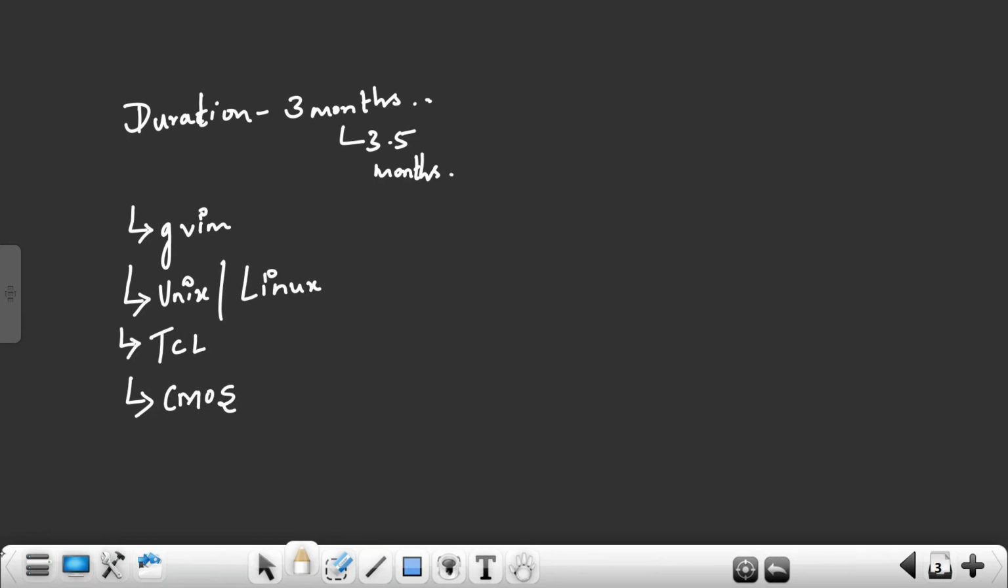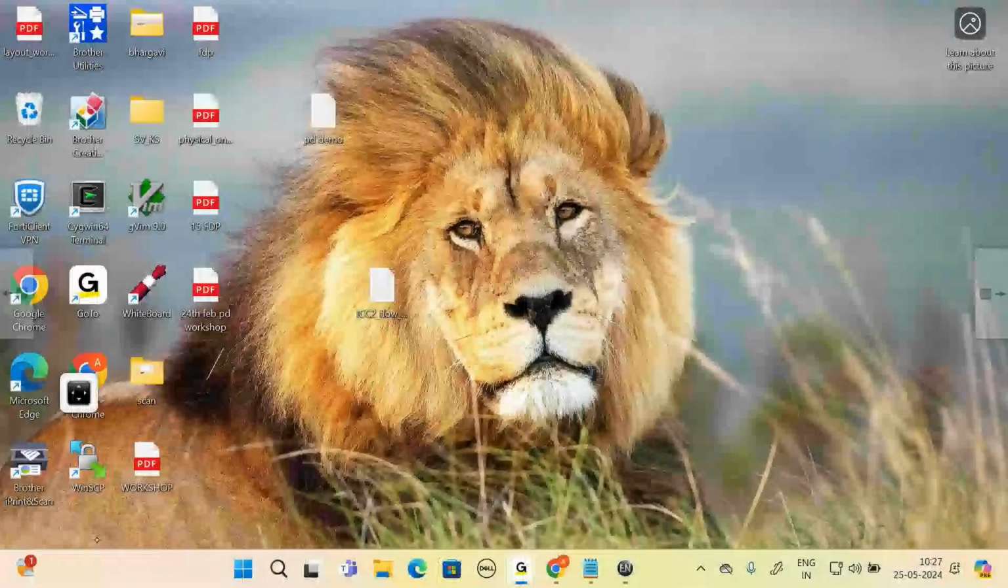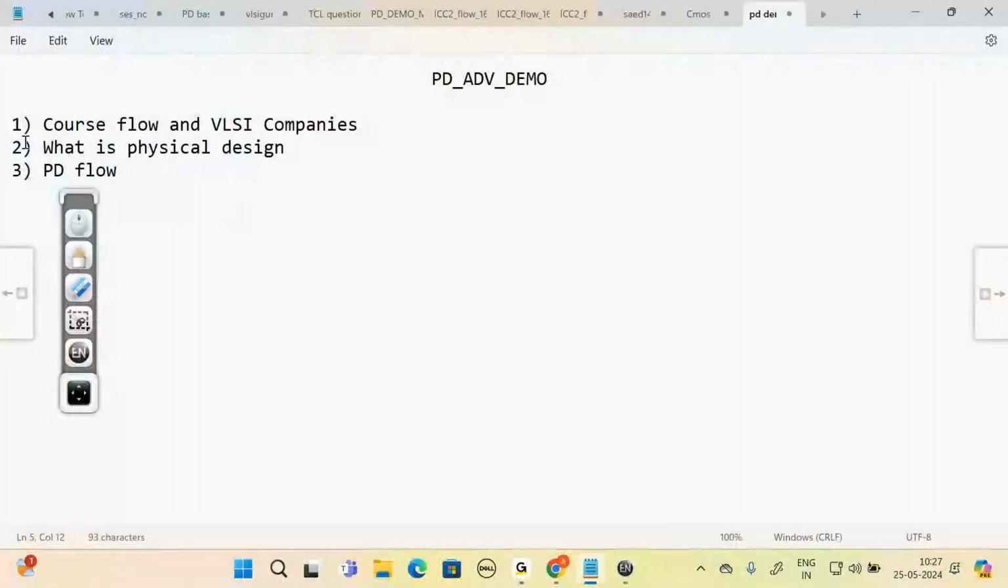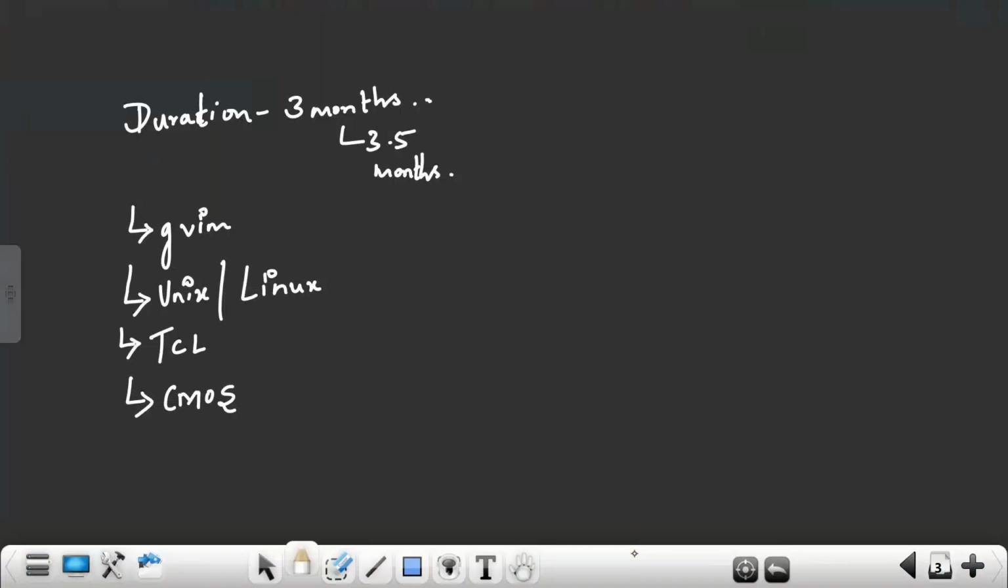So now the next thing: I told you at the beginning about the course flow, and I'm going to talk about VLSI companies. As one of the students asked what the prerequisite is, I have told you. So next is what we do in physical design. I'm not talking about the physical design flow. I'll talk about what topics we cover in physical design. So what do we do in physical design? Can you tell me?